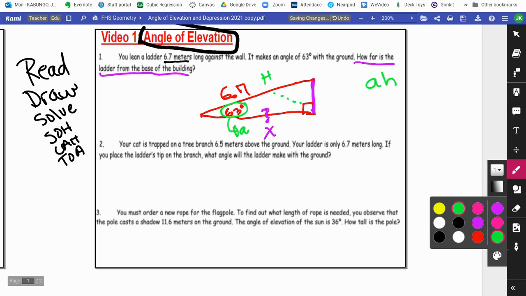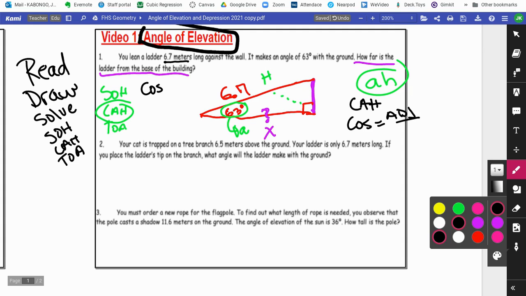So if you're doing SOH CAH TOA, it looks like I have A and H. It has to be that. So let's get to work. I'm doing it with cosine, because CAH means cosine equals adjacent over hypotenuse. So cosine of 63 equals adjacent, which is the x, over hypotenuse, which is 6.7. How do you solve this? Well, you're going to multiply both sides by 6.7.